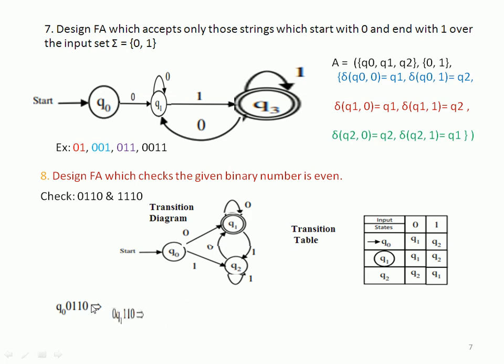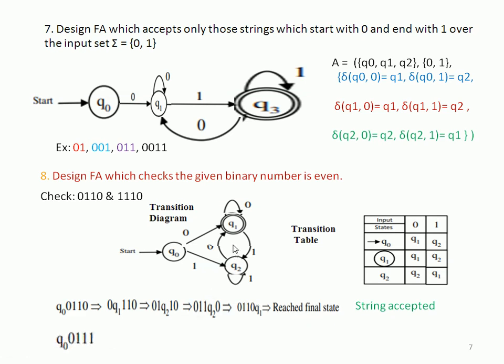0110, you can check whether this number is even or not. So when we have the 0 input, it will go to Q1, and 01 will be accepted now. Then the next input will be 1, then it will go to Q2, right? So 01 will be accepted, so next we can give an input 0, then it will go to Q1. So 0110 will be accepted, and finally it reached the final state, which means it is accepted, meaning that the given number is even.